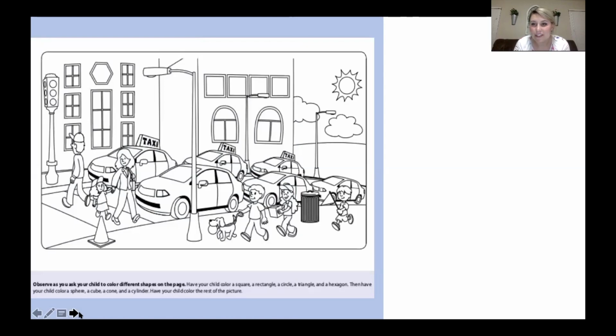And lastly, you'll find this in your packet as well. You're going to color the different shapes on your page. You're going to color a square, a rectangle, a circle, a triangle, and a hexagon. So we're going to go for a shape hunt in our picture. And then after you find those flat shapes, you're going to go through and find your 3D shapes. And you're going to color a sphere, a cube, a cone, a cylinder, and then you can color the rest of the picture.